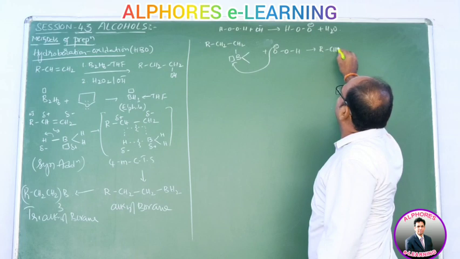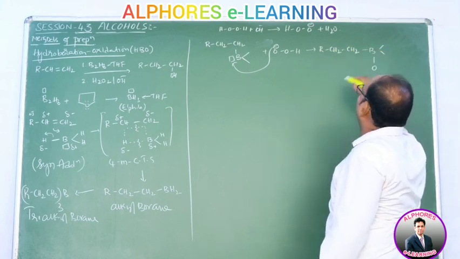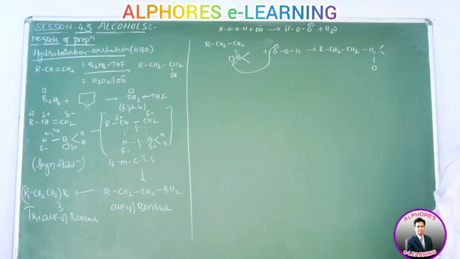R CH2 boron. Here there will be formation of a fourth bond because it accepts an electron pair from oxygen O minus. Resultant we are getting OOH. Now boron is going to bear a negative charge. But we know very well the peroxy bond is highly unstable.